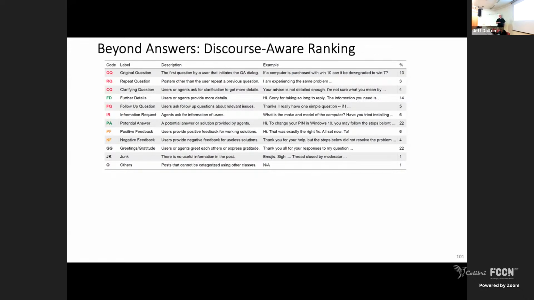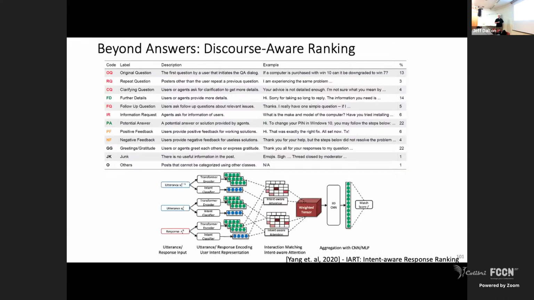This was in the first work, the intent-aware response ranking IART model, where they developed a taxonomy of question and answer types that we have here. And they developed this quite stacked model where they first have a classifier and an encoder. They then stack these together with an intent layer that looks at the compatibility between those intents and what was encoded, and then has an additional 3D CNN on top of it to actually make that work.